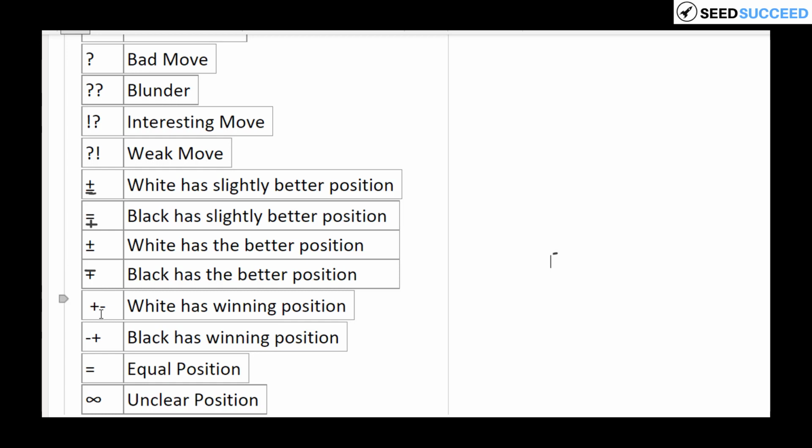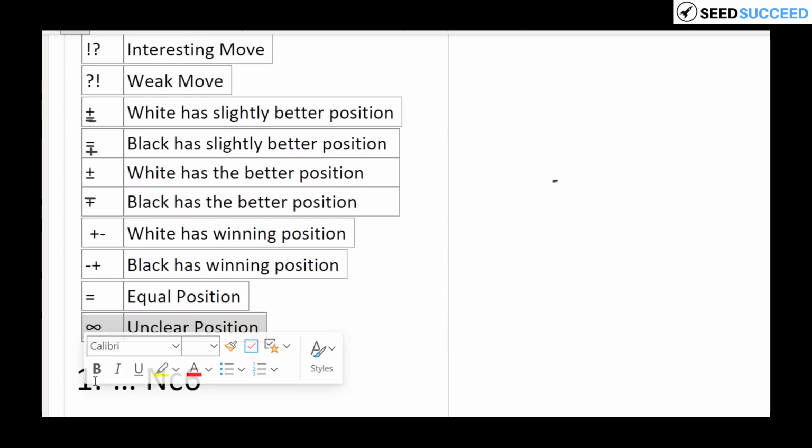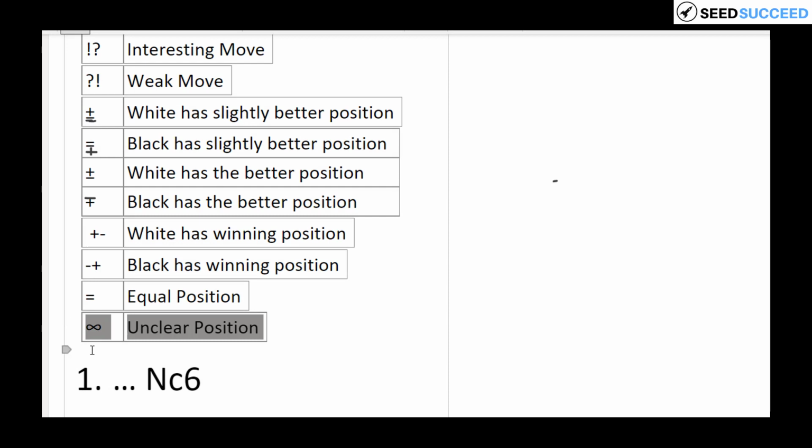If you find a plus and then a minus follows it, it means white has a winning position. If that is reversed, it means black has the winning position. When there is an equal symbol, it means both are in an equal position. When you find an infinity sign, it means the position is unclear.